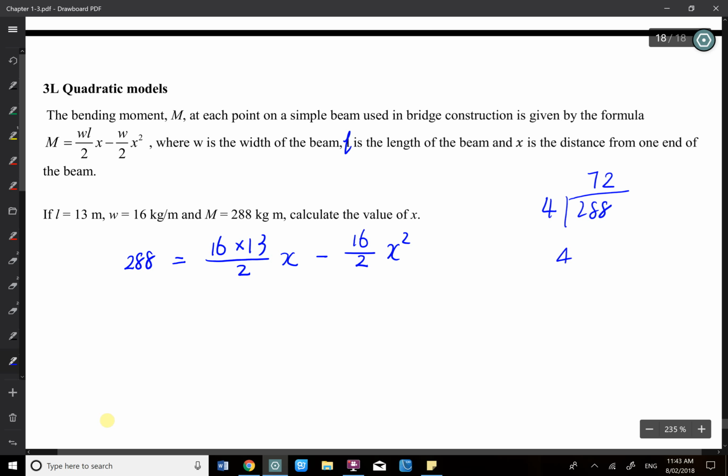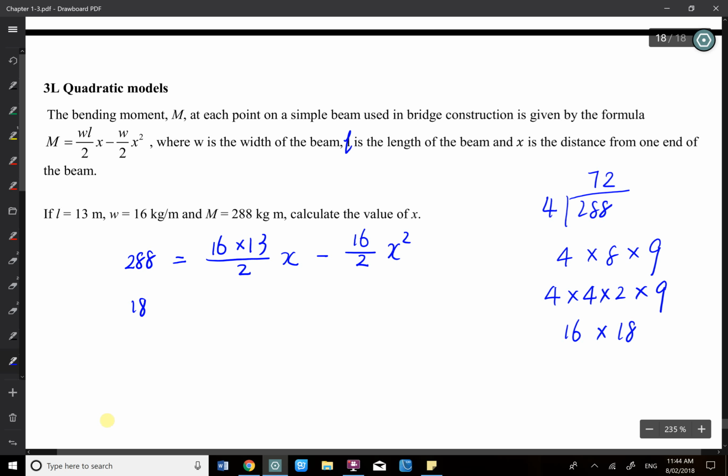72. So it's 4 times 8 times 9. So 4 times 8 is 4 times 4 times 2, so 4 times 4 times 2 times 9. Why am I doing that? I have a 16 times 18. Okay, 16 times 18 here. Why do I need a 16? Because I can see 16 in all the numbers. So I will divide the 16 on both sides of the equation. So I have 18 here. That's 13 over 2 times x minus, divide the 16, I have half x squared.